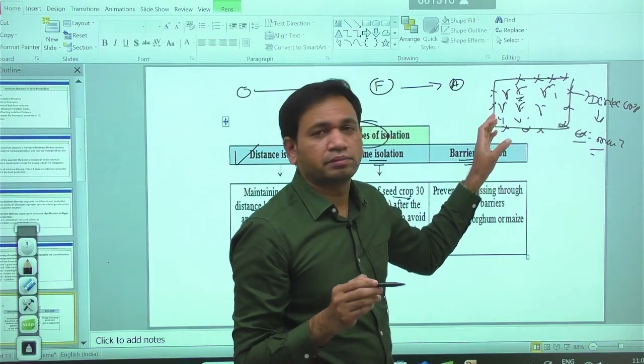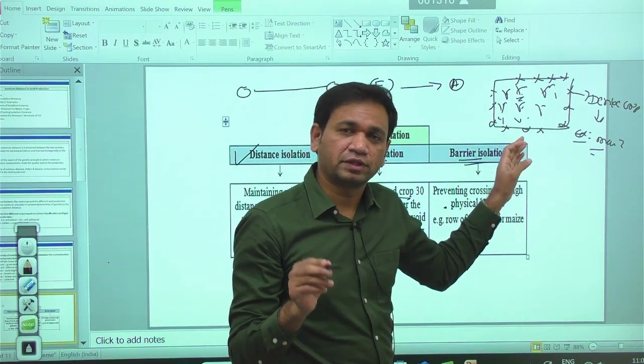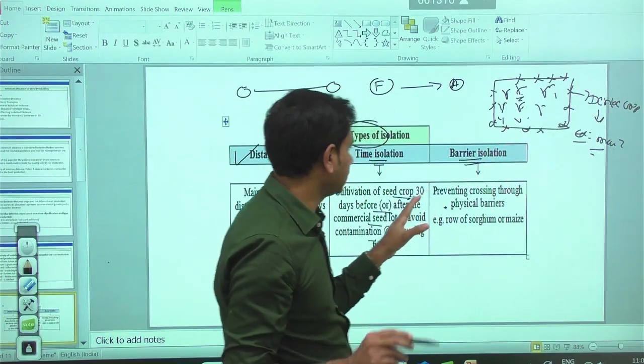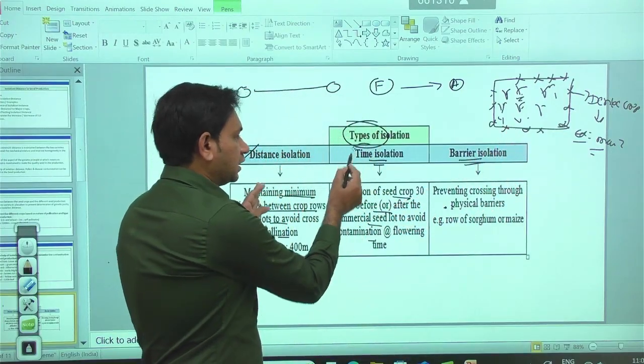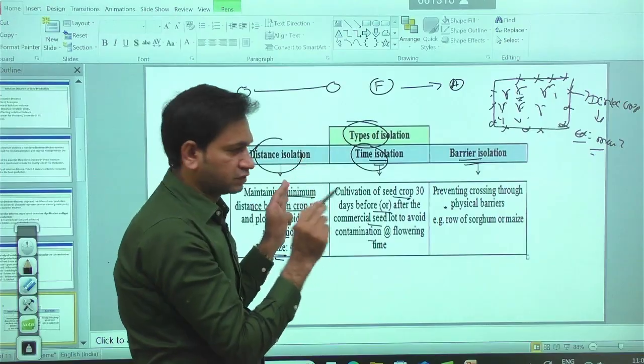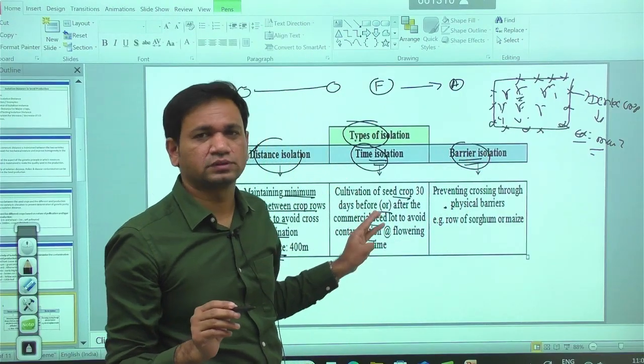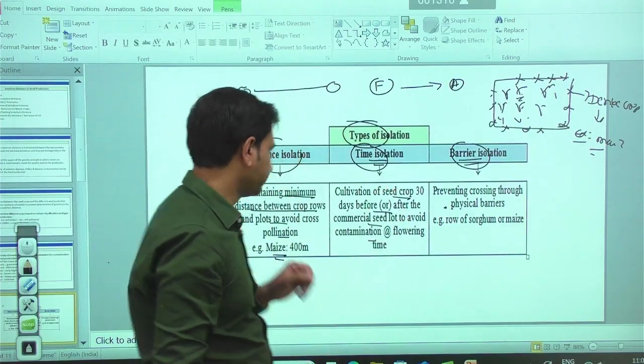In the case of barrier isolation also, we can minimize the pollen contamination. So we have one, the staggered isolation, another the minimum distance, another the barrier isolation. These are the three types of isolation we have here.